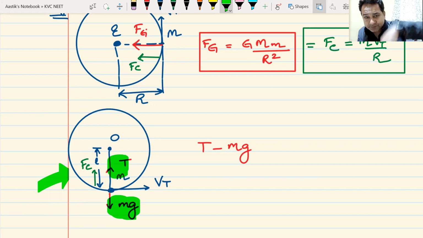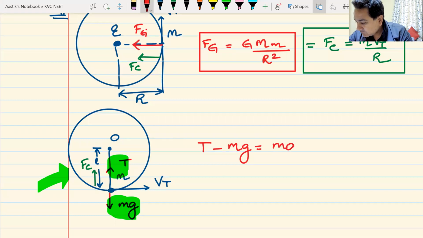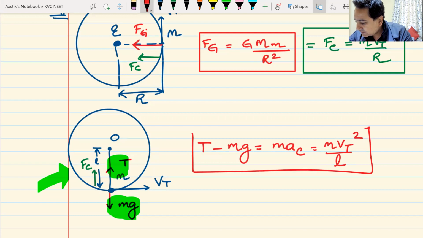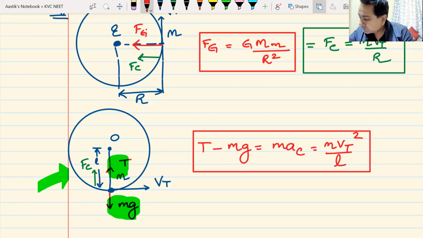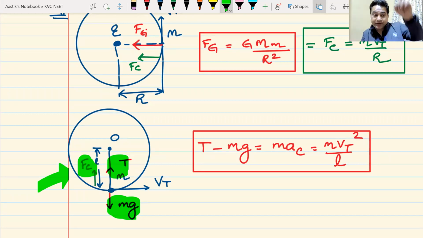T up, mg down, T minus mg. T minus mg becomes m into AC. That becomes m into Vt square by L. Do we all understand this? Look here, Fc is upwards toward the center, T is upwards, mg is downward. We have to find the net force.